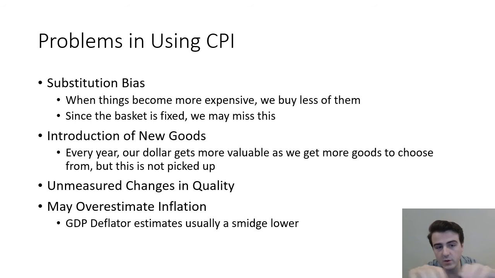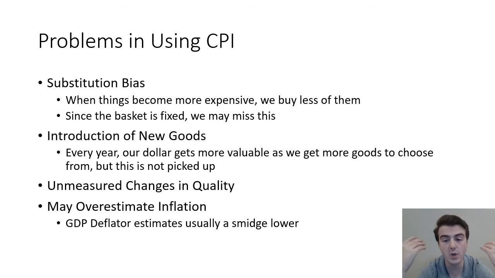Well, with substitution bias, if the price of apples goes up a whole lot, people aren't going to buy apples, but we still measure it as if people kept buying apples and didn't switch to oranges, right? Or switch to strawberries or whatever other substitute they might choose. So people substitute away from more expensive things. CPI is not going to pick that up, right? Introduction of new goods. So every year, our dollar is getting more valuable because we get this new broader amount of things that we get to pick from.